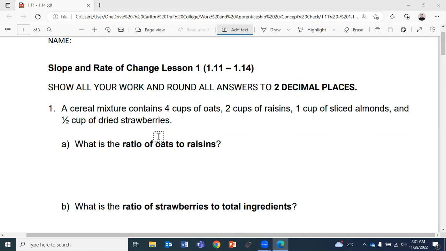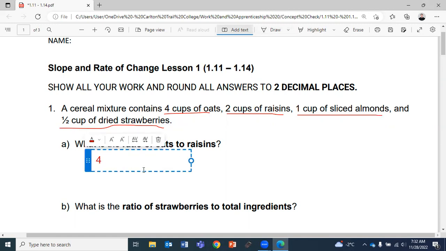So for the first bit, it's just talking about ratios. A cereal mixture contains 4 cups of oats, 2 cups of raisins, 1 cup of sliced almonds, and a half cup of dried strawberries. It wants to know the ratio of oats to raisins. So remember, the order is important. Oats to raisins in this case is 4 cups of oats to 2 cups of raisins. Now you can simplify this.